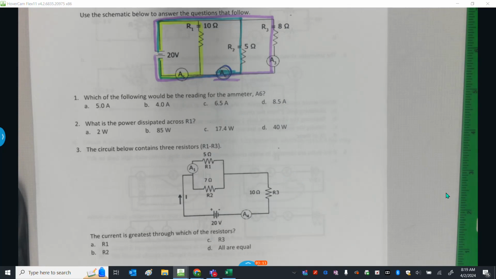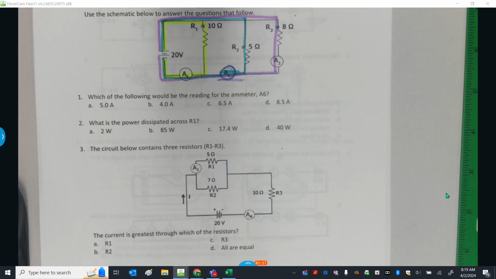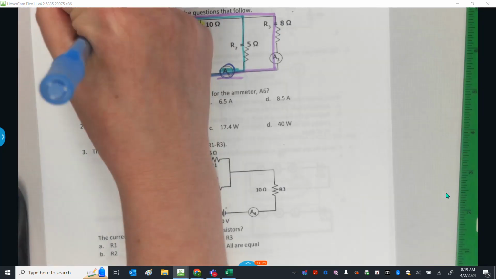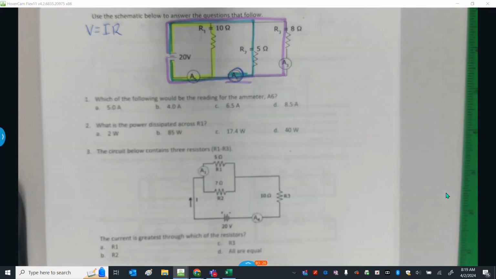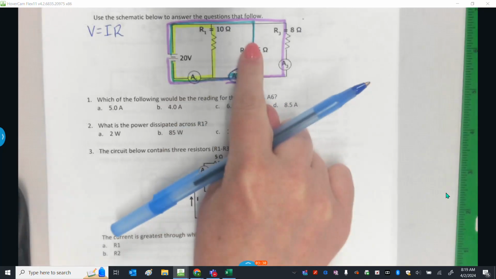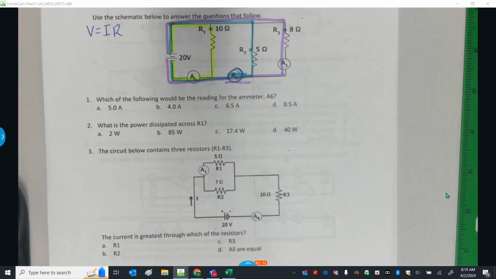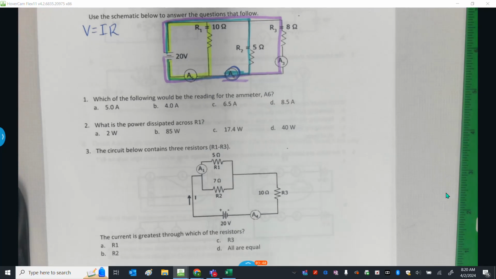Okay, now I know that I can get current using Ohm's law if I know voltage and resistance, because I know that I have this equation. And so I can use this equation to find the current through this loop and to find the current through this loop and then add them together. Okay, I can see the resistances, they're labeled in the picture. What I don't see labeled on each loop is the voltage drop.